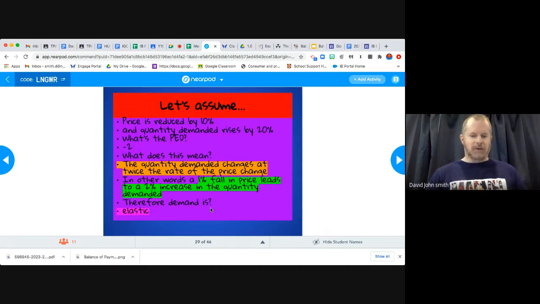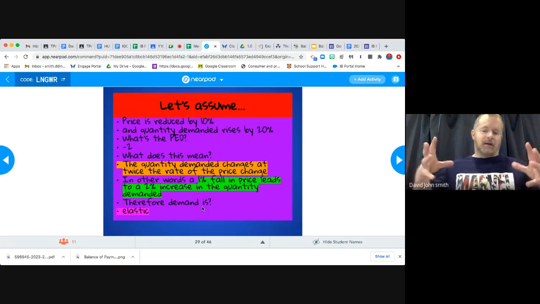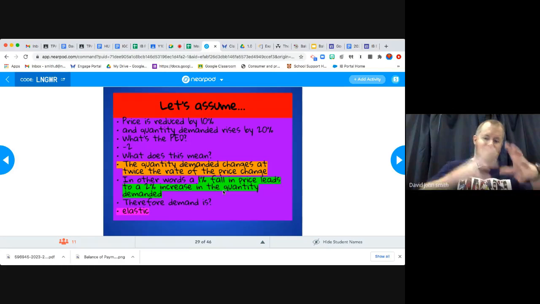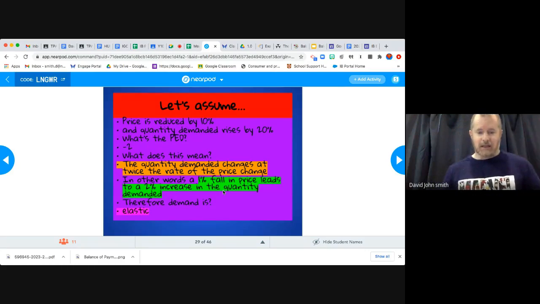So therefore, what we could say, what we tell the examiner, is that the coefficient for PED for this particular product is telling us that demand for it is elastic. It is an elastic or more than responsive or more than proportional response. Now, this framework here is how you can explain the actual nature of the elasticity. So using these ideas is how you will fully explain what is going on with elasticity, with PED.